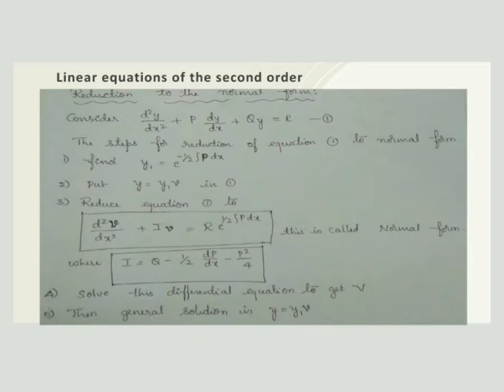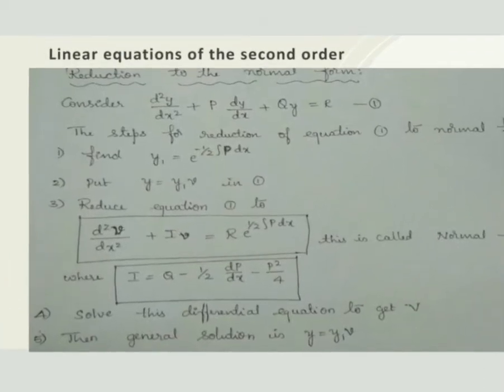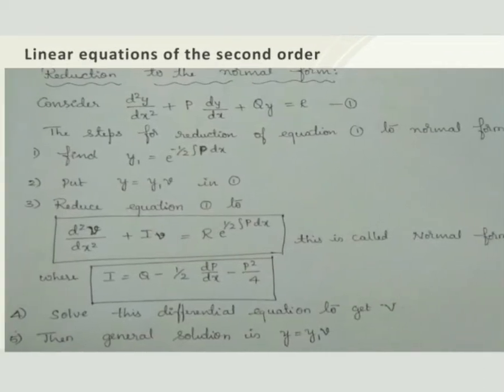Observe the steps for reduction of equation 1 to the normal form. There are 5 steps. The first step is we have to find y1, so that y1 is equal to e power minus half into integration of p into dx.